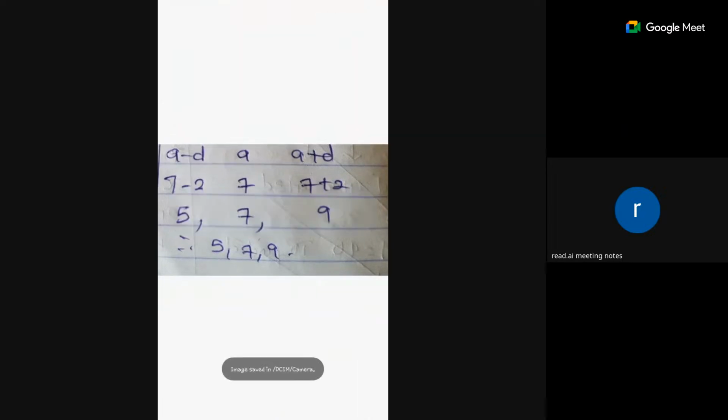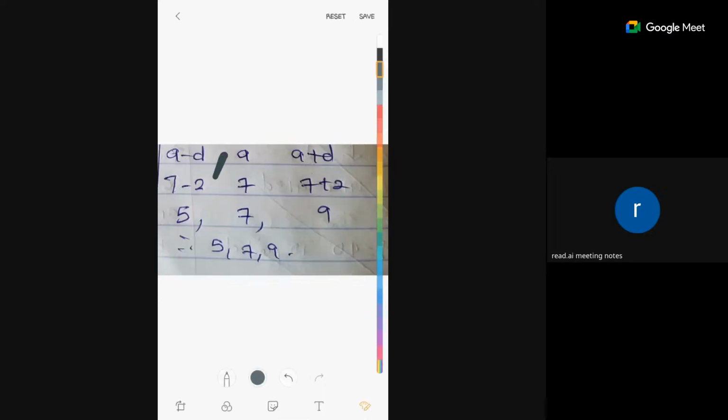How do I come about that? I'll still follow the sequence that I formed, which is a minus d, a, and a plus d. So now I know that my a is 7. I'm going to have 7 minus, what's my d? My d is plus 2, but there is minus here, so minus times plus will give me minus 2. So 7 minus 2 will give me 5. I know my a to be 7, and a plus d will be 7 plus 2, which is 9. So my sequence here is 5, 7, 9.